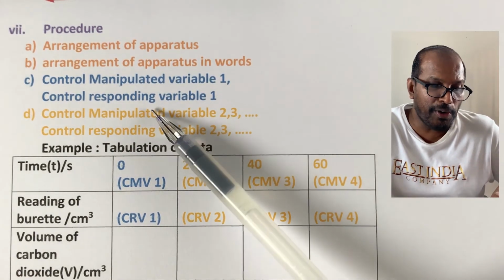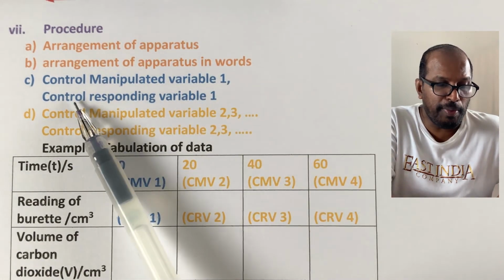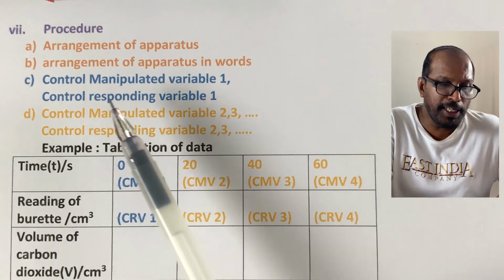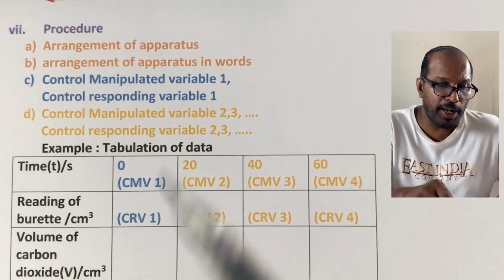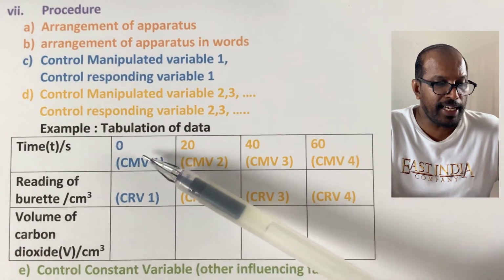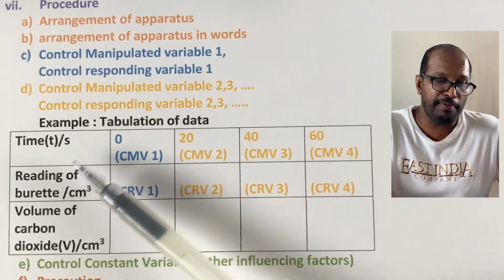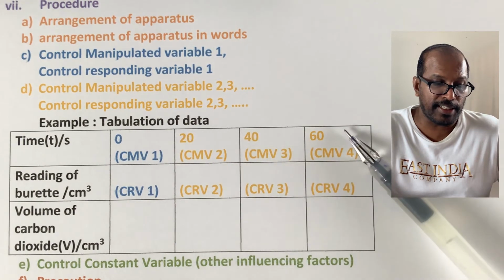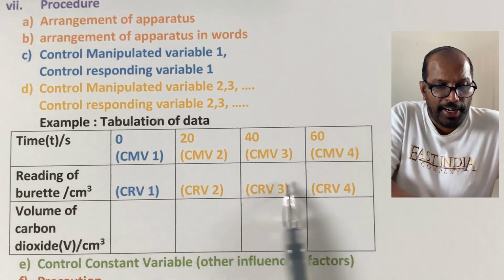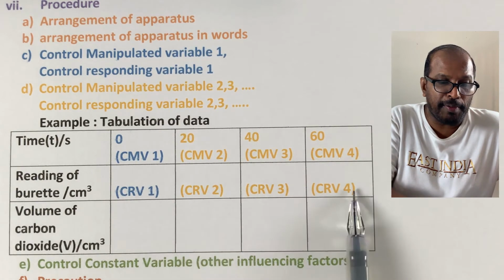And the third factor is a controlled manipulated variable 1, followed by the responding variable 1. Now what does that mean? It means the first field in the tabulation of data. Let's say I've given you an example of tabulation data here, with one experiment where we needed times of 0, 20, 30, 40 and 60. This indicates a manipulated variable. The reading of the burette and also the volume of carbon dioxide is what we call the responding variable.